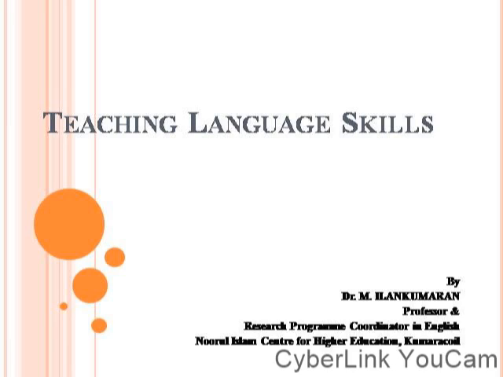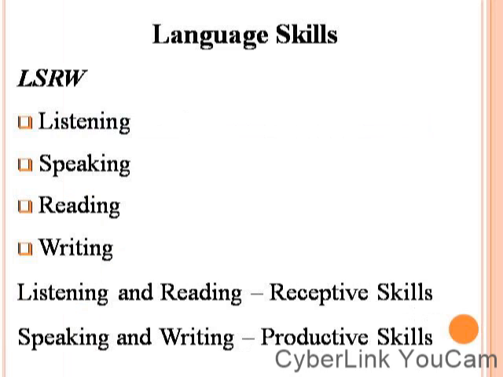Now let's move. Teaching language skills. There are 4 language skills. They are LSRW: listening, speaking, reading and writing. They are the capabilities allowing an individual to understand and speak the language effectively. These skills need to be acquired in the order of listening first, speaking next, then possibly reading and writing.